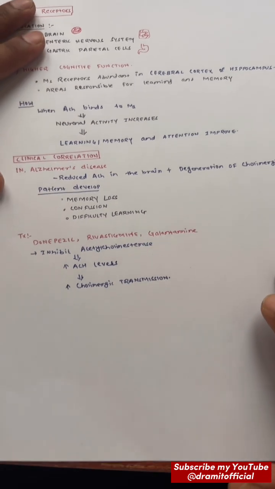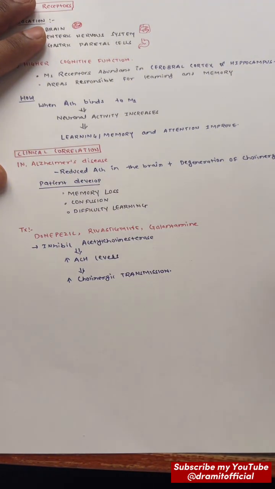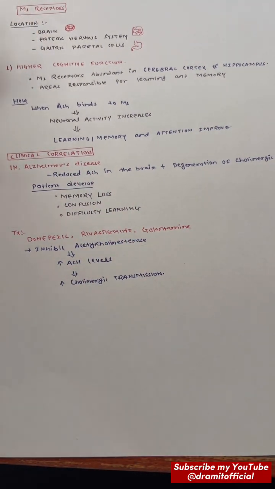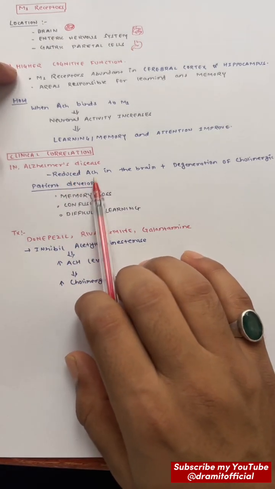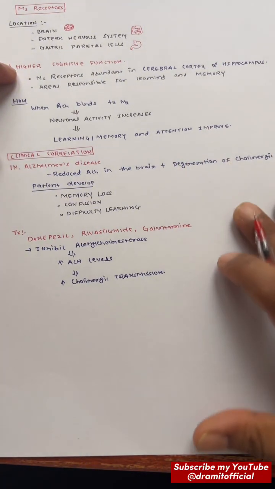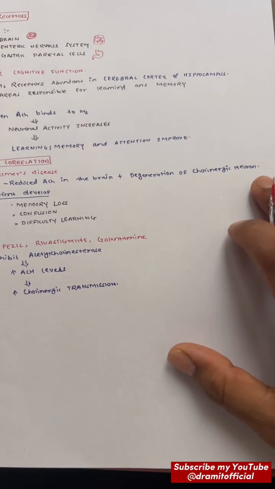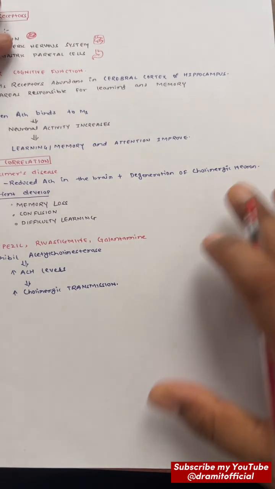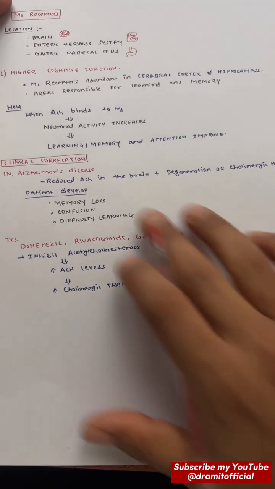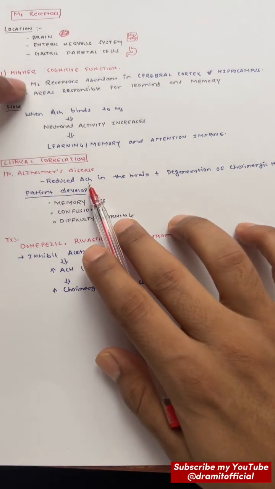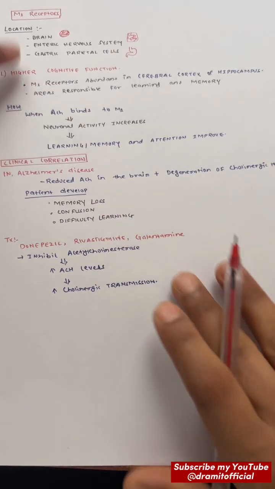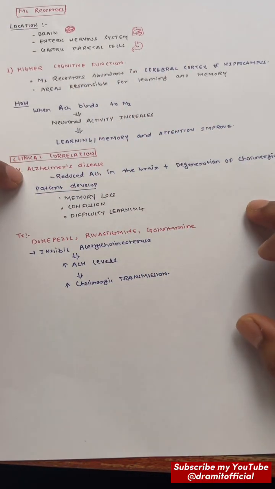Let's have a clinical correlation. We all know the disease Alzheimer. In Alzheimer disease, the patient has memory loss, confusion and difficulty learning. Actually, what happens in Alzheimer disease is that there is reduced ACH in the brain; the level of ACH decreases. And there will be degeneration of cholinergic neurons, and these neurons use ACH for their function. So when there is reduced ACH in the brain, there is no ACH to bind on the M1 receptor, so there will be memory loss, confusion and difficulty learning in the patient. This is how and why Alzheimer disease occurs in a patient.